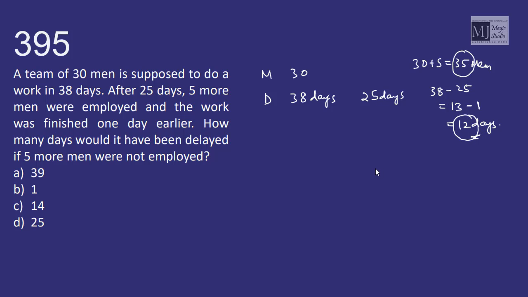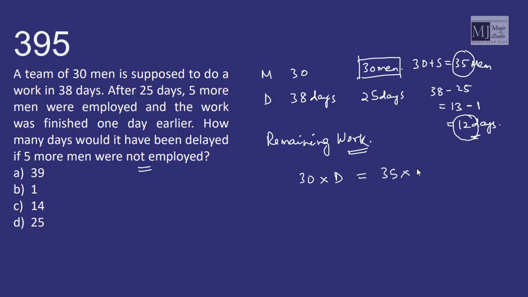These 35 men would complete the remaining work in 12 days. How many days would it have been delayed if 5 more men were not employed? If these 35 men are not working, only 30 men are working, then how much time will they take to complete the remaining work? So here we would be applying our masala formula on remaining work. Remaining work could be completed by 30 men in suppose D days, and the remaining work is completed by 35 men in 12 days. So D is 35 into 12 by 30. 3 times 7, 3 times 6, 6 times 2. That is 14 days.